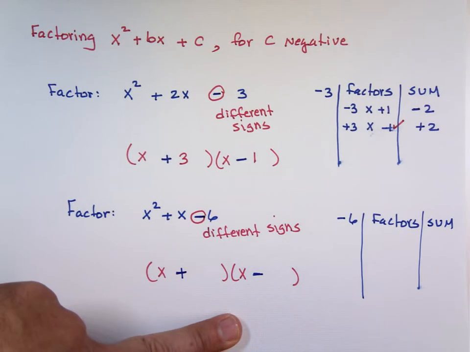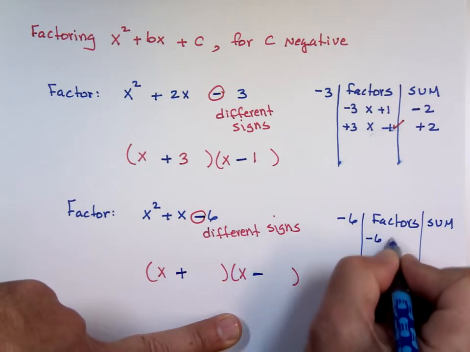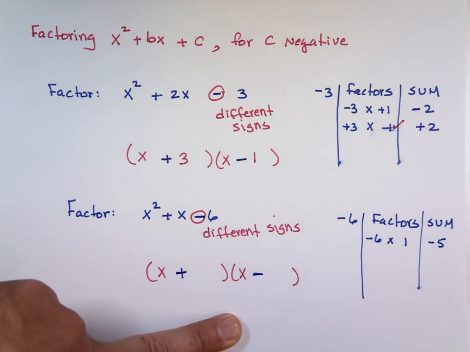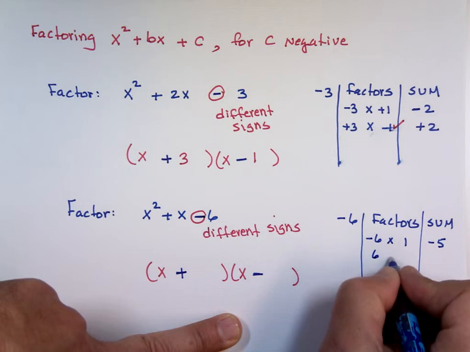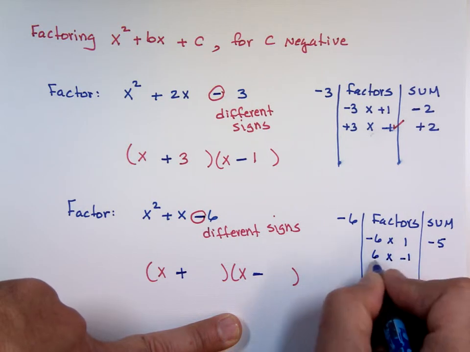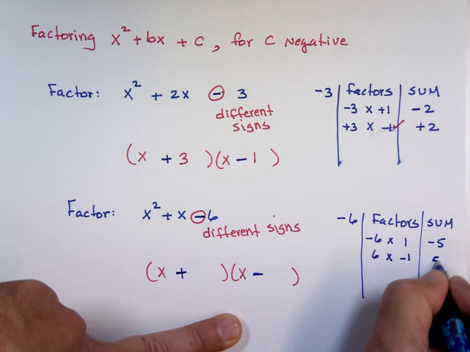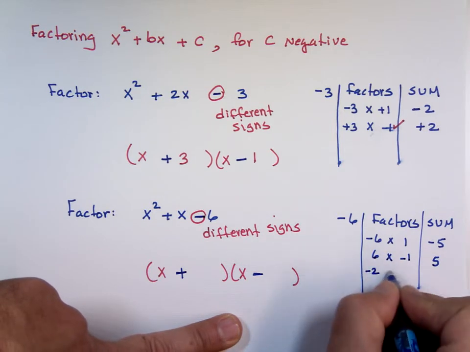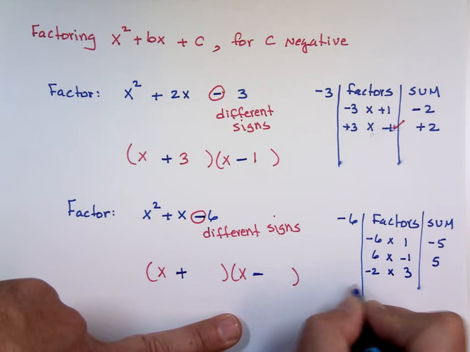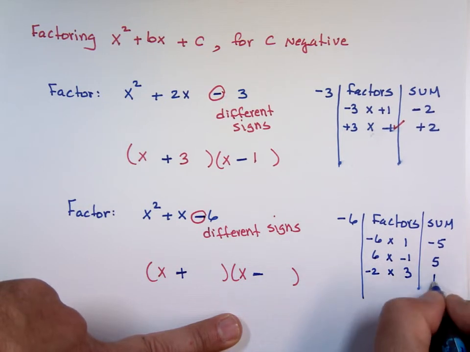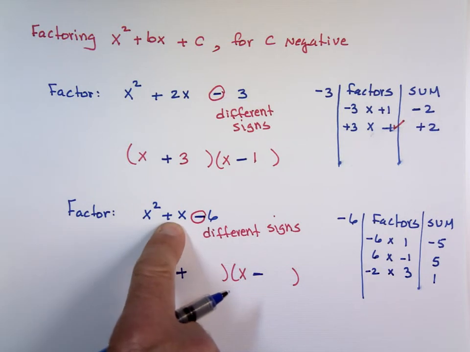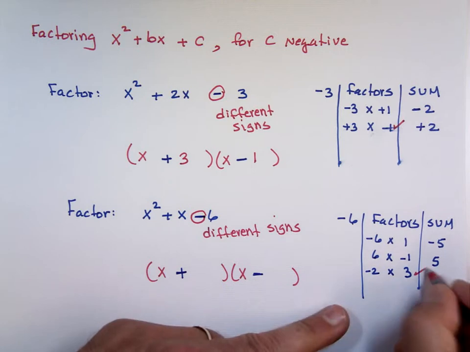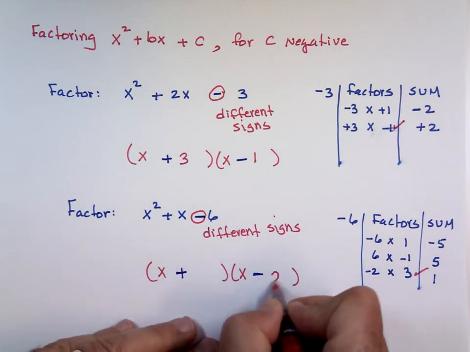Well, could be negative 6 times a 1, but when you add them, that's a negative 5. Could be 6 times a negative 1. When you add them, that's a plus 5. Could be negative 2 times a 3. When you add them, that's what? A 1, and that's what you want it to be, a plus 1. So these are my two numbers. The minus goes with the 2. The plus goes with the 3.